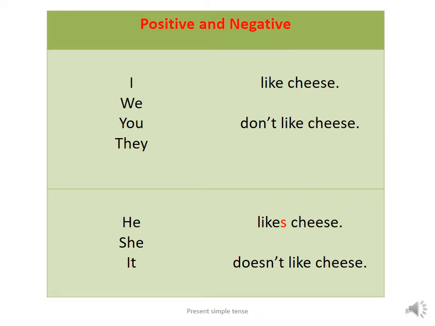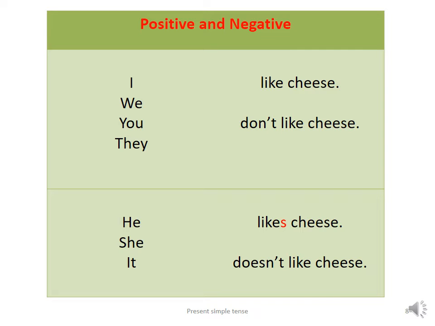When we talk about a person, a man or a woman, we call them he or she. And in the same way, we have the positive and negative form. For example, he likes cheese. She likes cheese. It likes cheese. Notice that when we use he, she, or it, we add an S to the E, where it says like becomes likes. We have the negative form as well. He doesn't like cheese. She doesn't like cheese. It doesn't like cheese. Have a go at saying it, class. Practice saying these sentences.